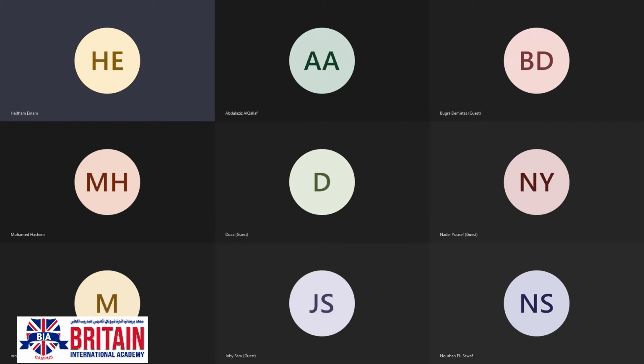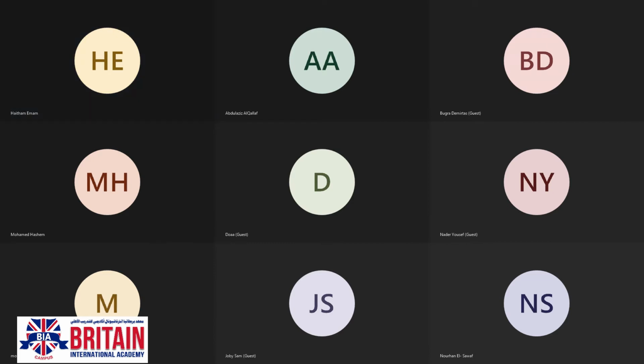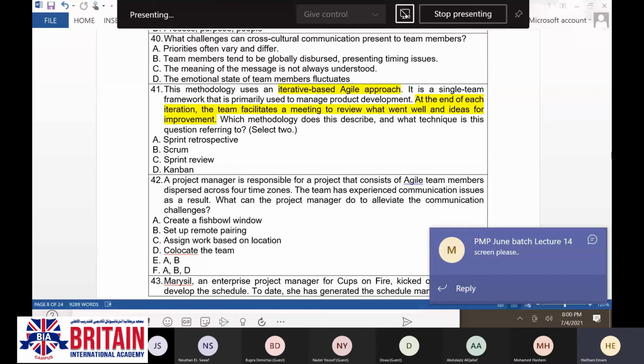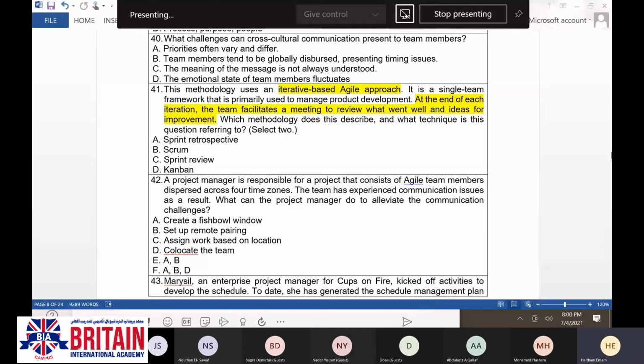Why are you not reminding me, guys? Okay. The team has experienced communication issues. As a result, what can the project manager do to elevate the communication channels? Now we have 6 options, either to select A or B or C or D or E or F.